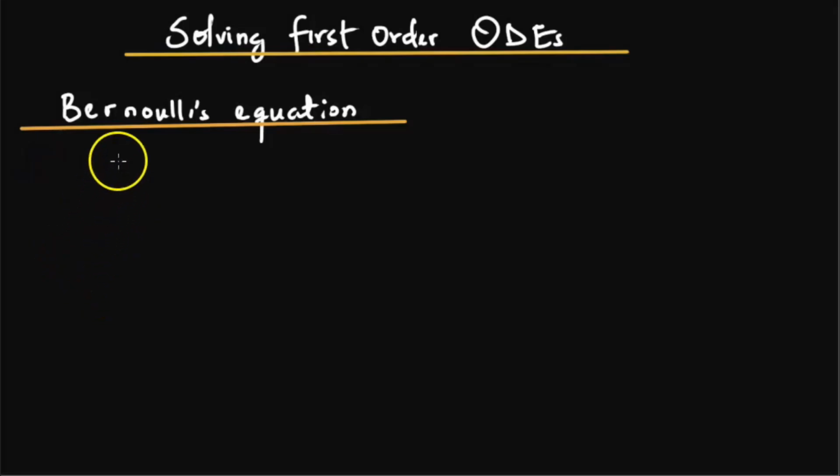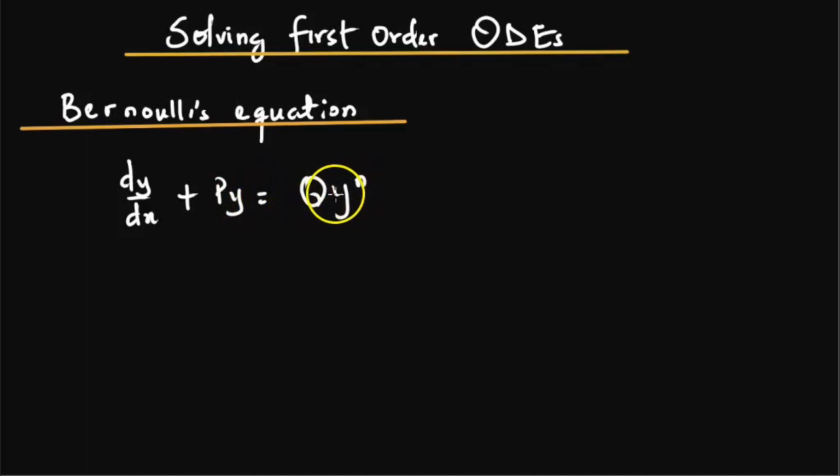In this video, we're going to talk about Bernoulli's equation. Bernoulli's equation is always in the form dy/dx + py = qy^n.